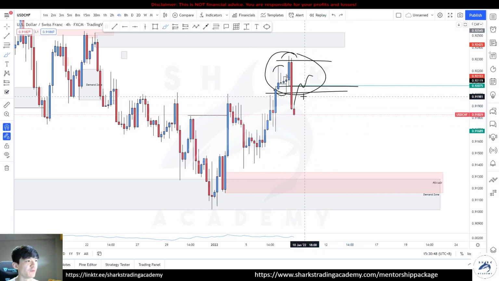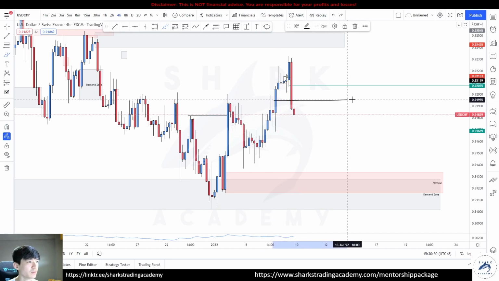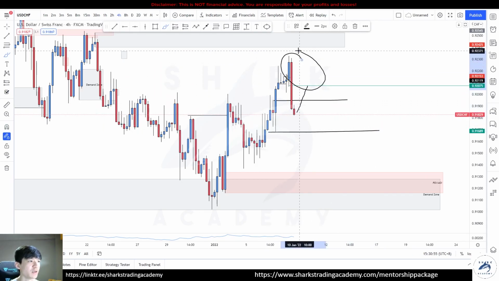So similarly, you're going to wait for this demand to fail. Okay, like this. If prices were to pull back now, this is a battle between supply and demand, because now this demand is valid, right?